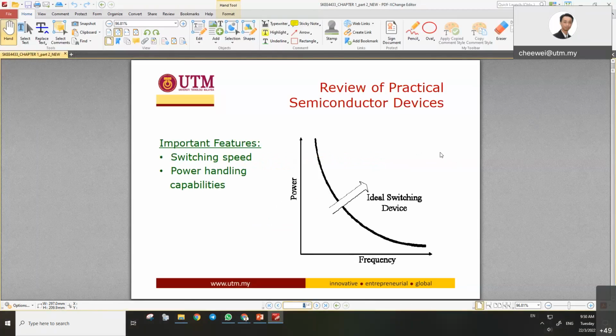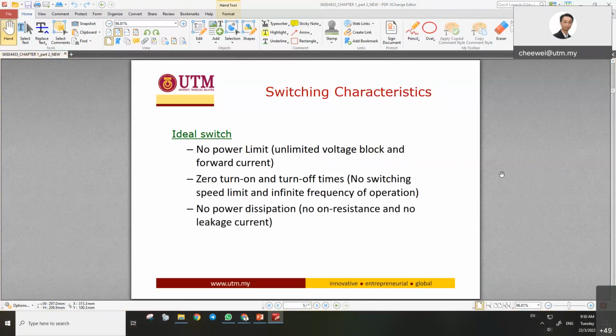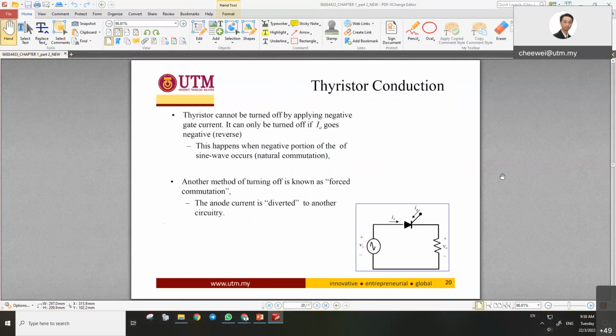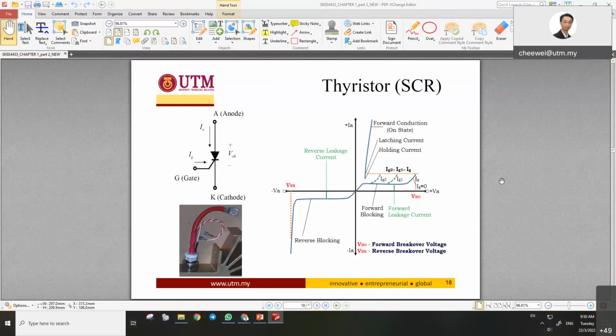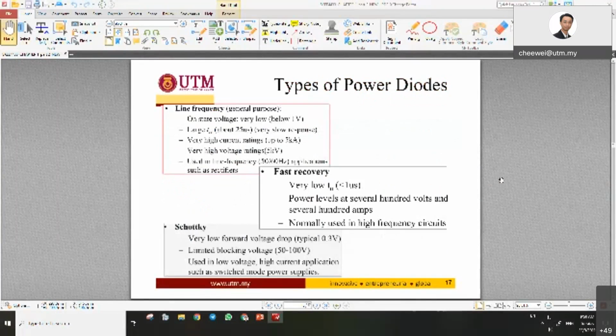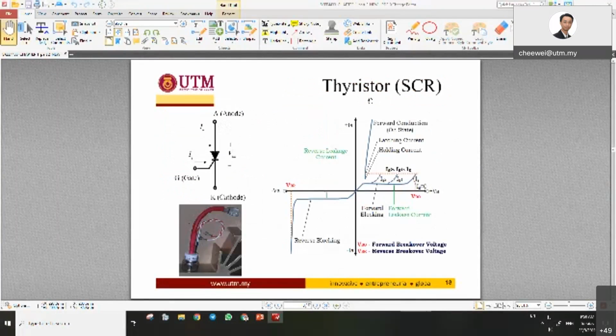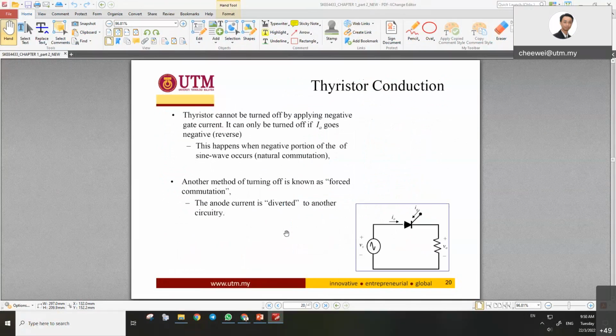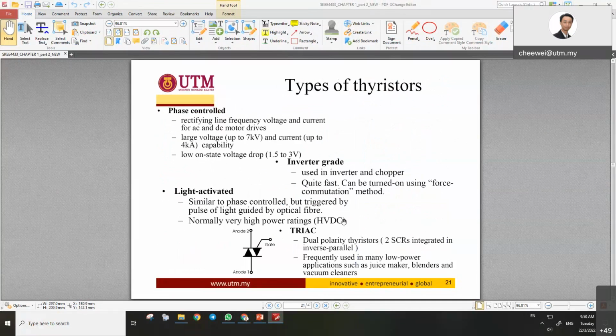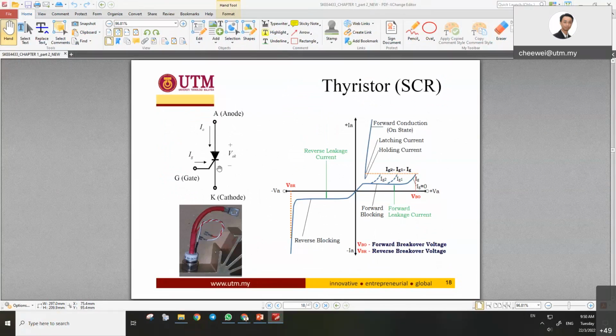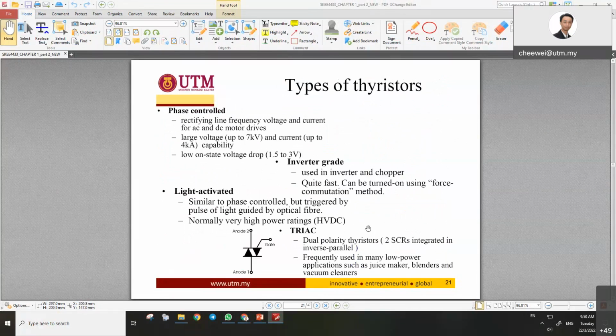Most of the material here is about identifying the characteristics of the device. For example, what is a thyristor? Thyristor is this one. What is the characteristic of a thyristor? You need to remember how to turn on the thyristor and how to turn it off. How do we draw the thyristor symbol? This is the symbol.